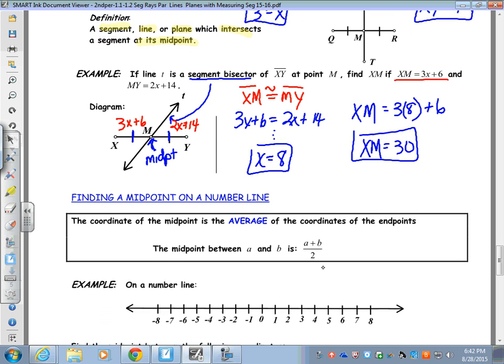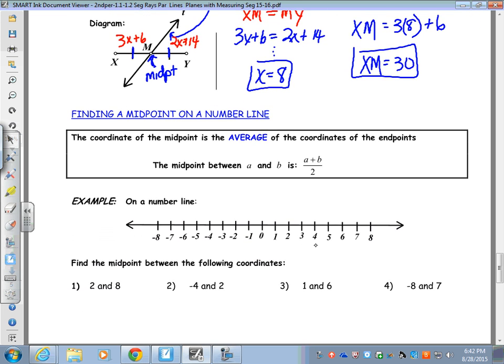Alright, so that's dealing with midpoints and bisectors. Now, sometimes you could have a midpoint on a number line. Okay, finding a midpoint on a number line. The midpoint is the average of the coordinates, basically the endpoints of the coordinates.